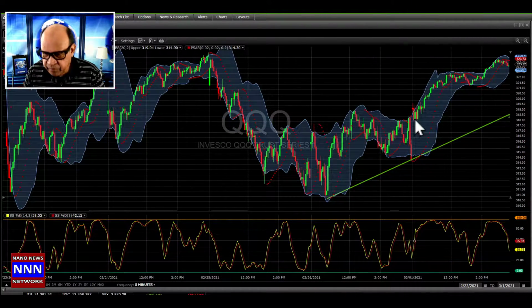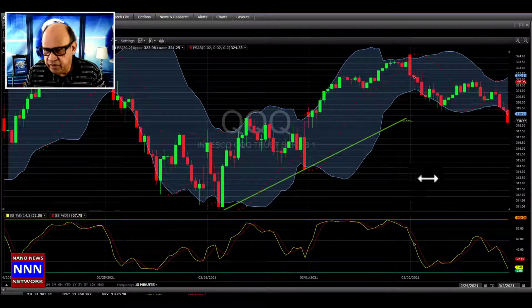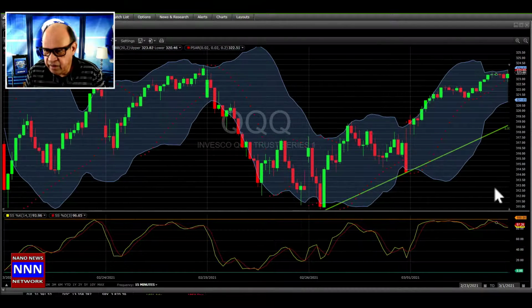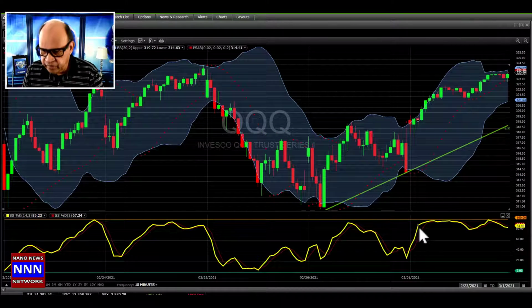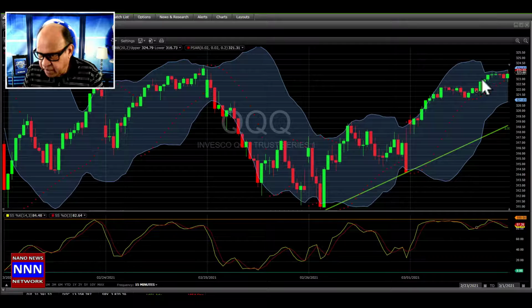Okay, this is what happened yesterday with Nasdaq. I'd rather go to 15 minutes here. Let's go to 15 minutes, and this is what happened to Nasdaq here. As you can see, it was bracing the 90 overbought line and just dipped down a little bit, and it continued.